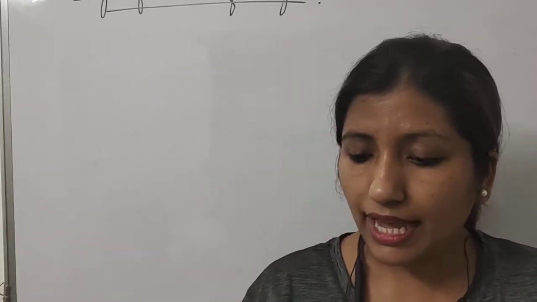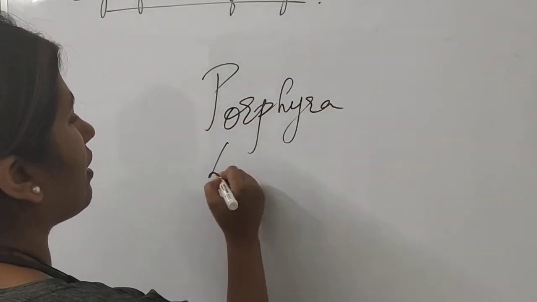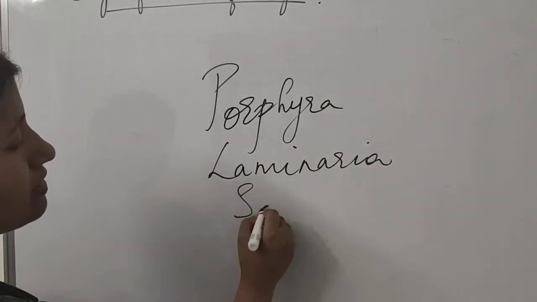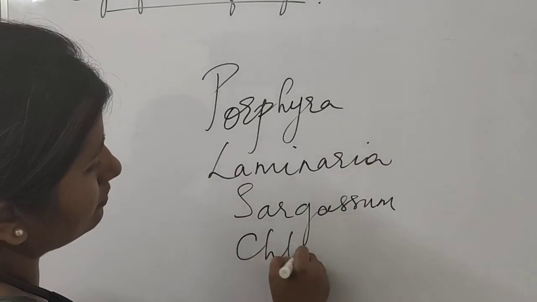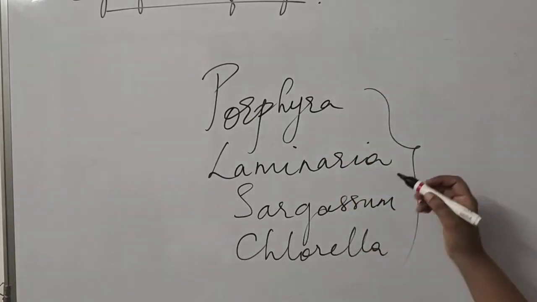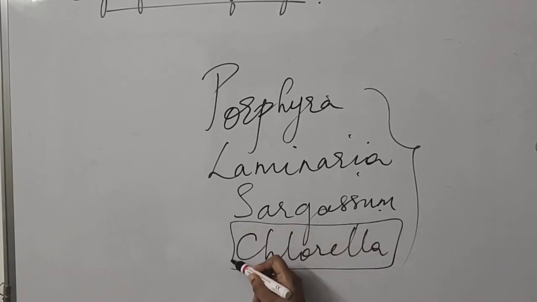Second, since they are photosynthetic, they also reserve food. There are many algae like Porphyra, Laminaria, Sargassum, and Chlorella. We use these algae as food. All these algae can be used as food, and the most famous one is Chlorella.